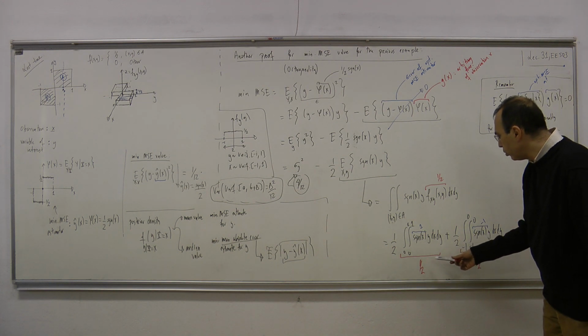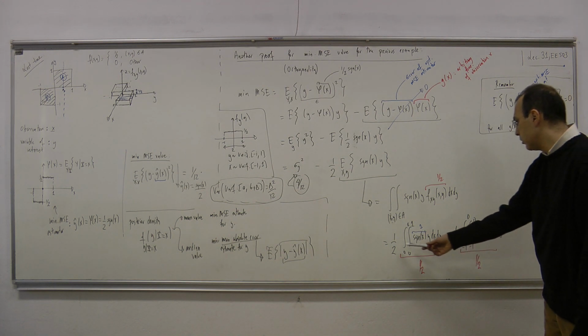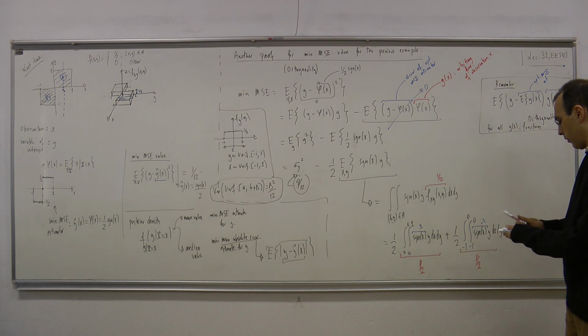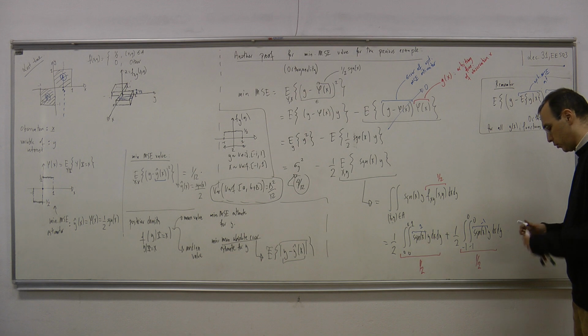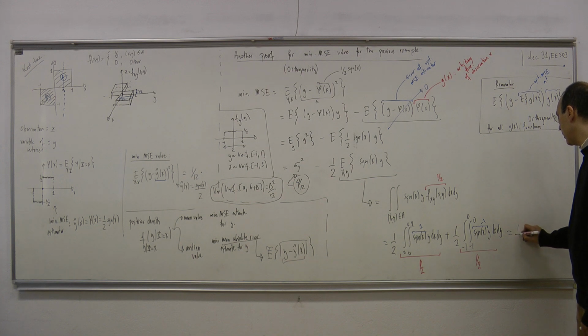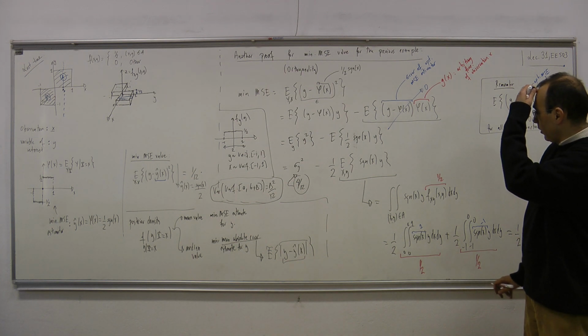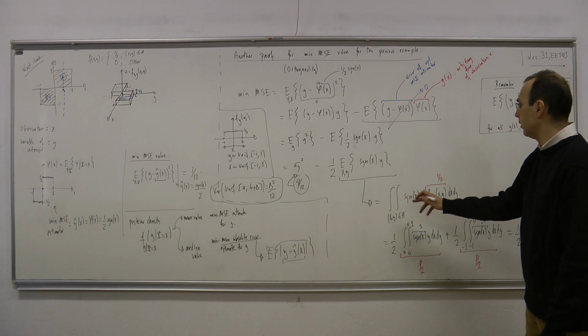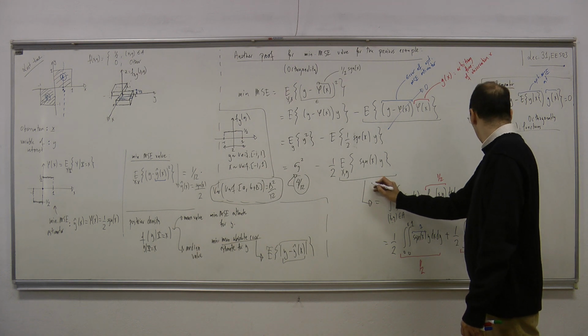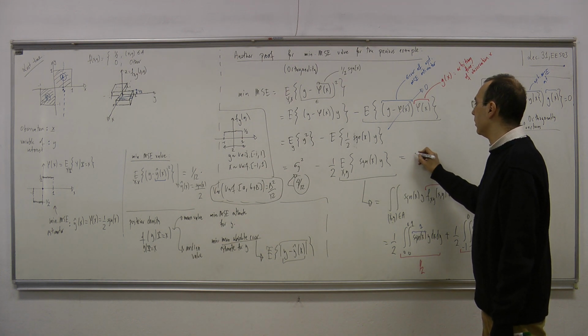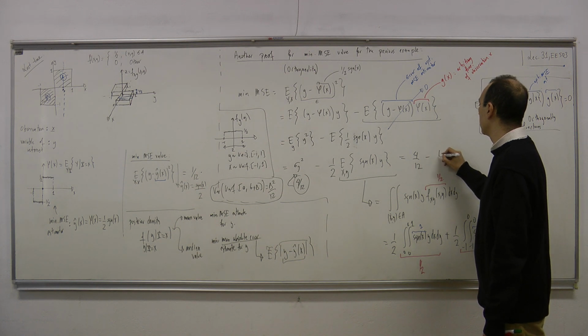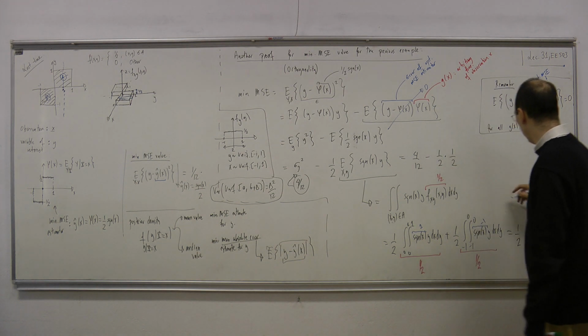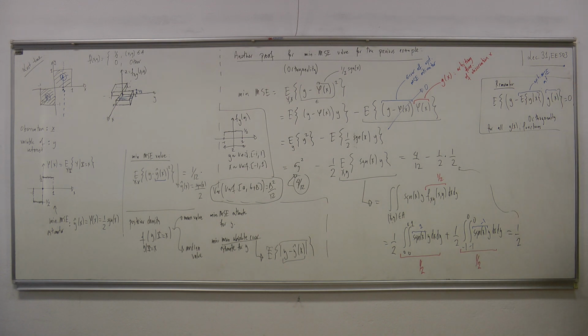So what do I have? I have too many 1 over 2's. So let me use this. 1 over 4 plus 1 over 4, this is 1/2. Okay. So what is this? This is this integral. So this integral is then 1/2. So I think we are done. So this is 4 over 12 minus 1 over 2 times 1 over 2. This is the final result. Okay. 1 over 2 times 1 over 2.